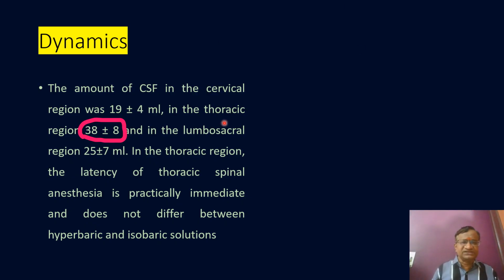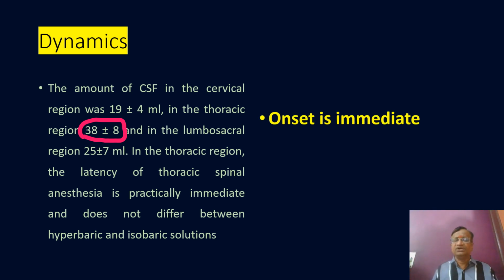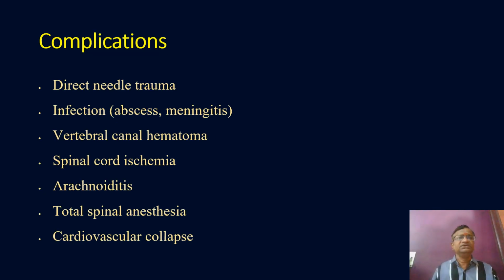The amount of CSF in the cervical is 19 ml. See here, thoracic is 38 ml. Lumbosacral is 25 ml. So the latency is practical, but you think that yes, I have given the drug in the thoracic spinal space, it has got 38 ml, so it may act slowly, it may act with less dose. All these things are not there. The action is immediate. Onset is immediate.